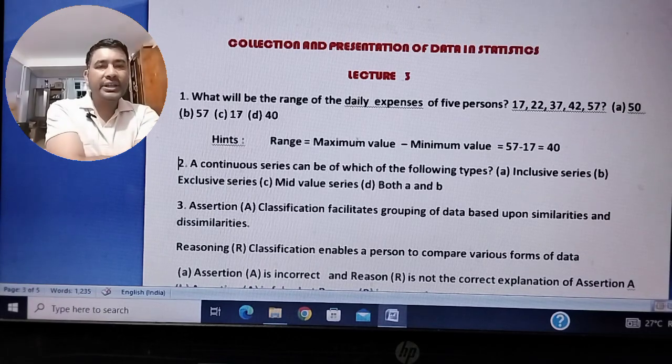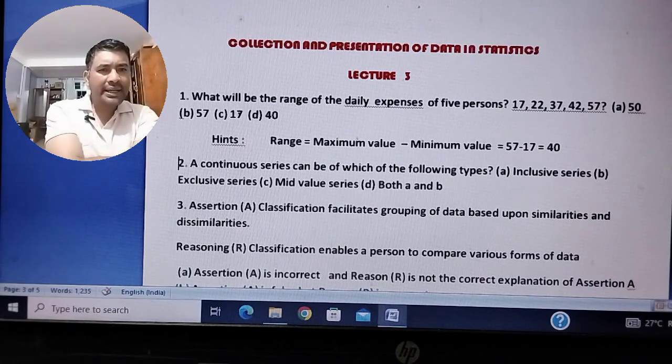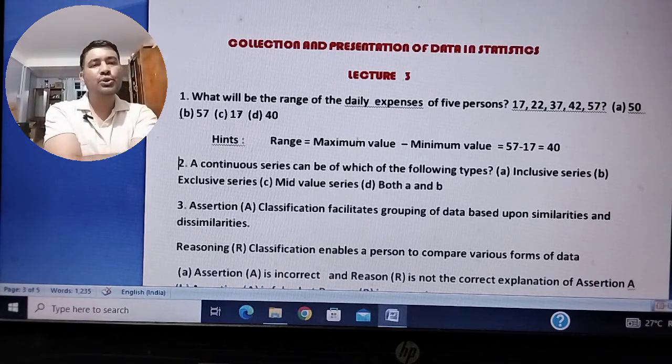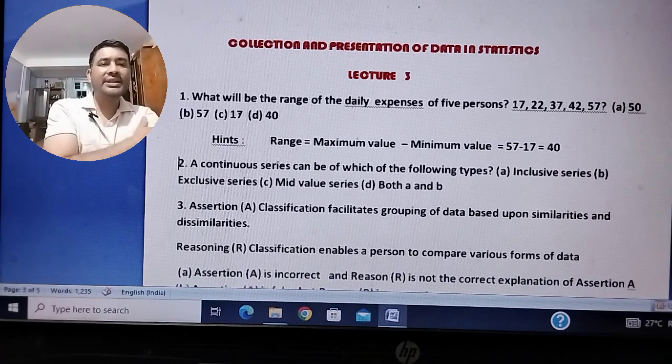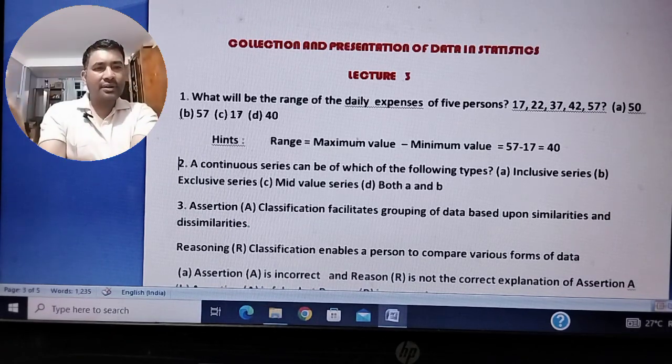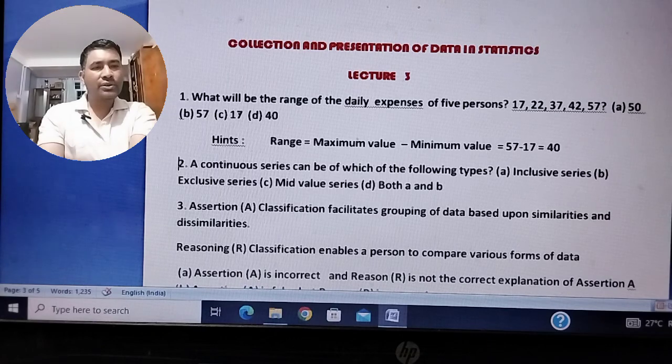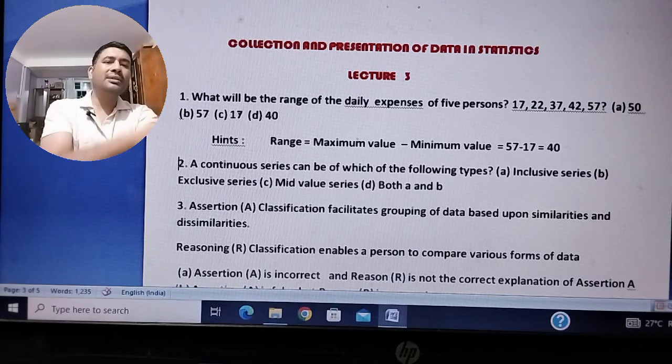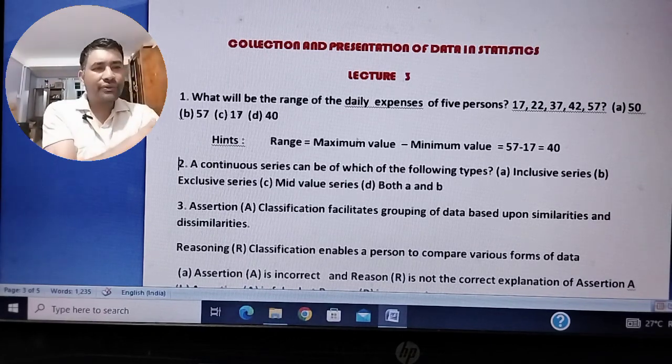Number 3 is assertion and reasoning. Assertion: classification facilitates grouping of data based upon similarities and dissimilarities. It's absolutely correct, because we classify data since variables are of different types. We have to put similar variables in one group and other varieties in other groups, so it will be easy for evaluation. This is the correct statement.